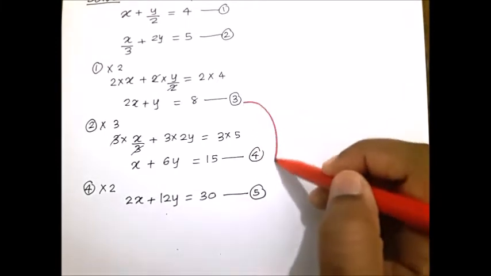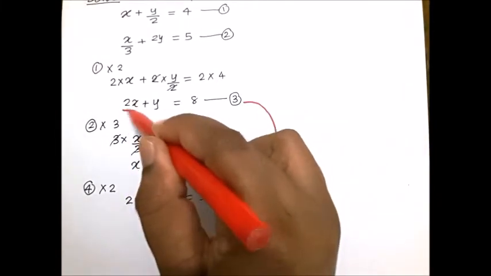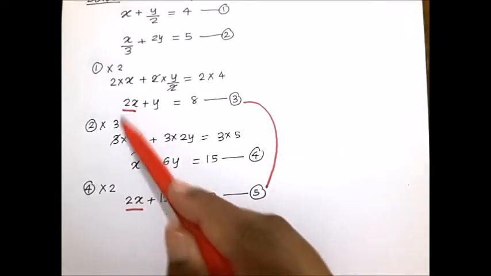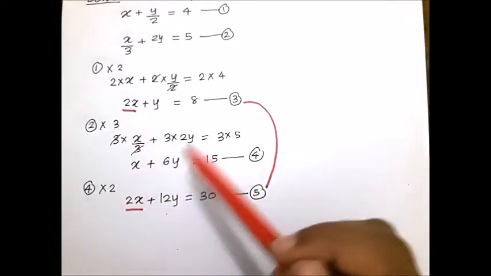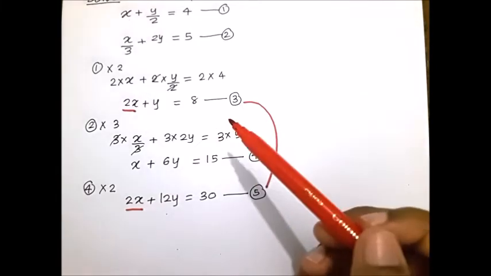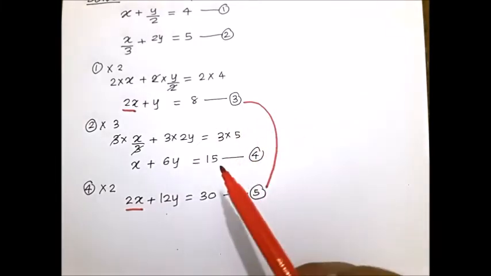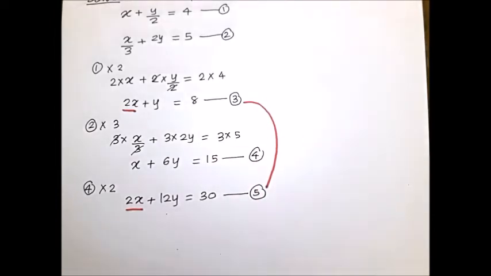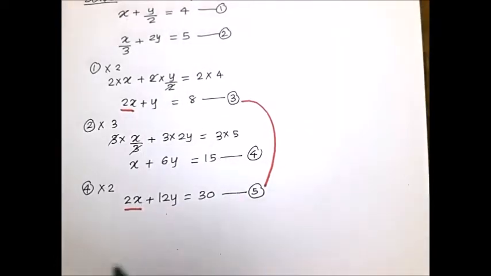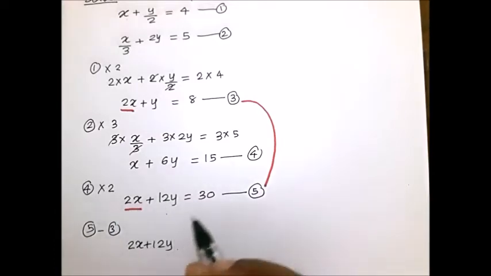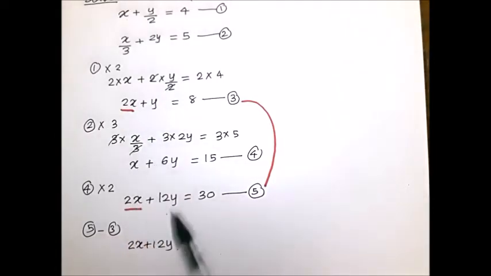In third and fifth equations, coefficient of x is 2. Both are positive. To remove this 2x, you have to subtract these two equations. Which term is the large one here? Terms in fifth equation are larger than terms in third equation. So subtract third equation from fifth one. First write the left hand side of the fifth equation, 2x plus 12y. Then subtract left hand side of the third equation.